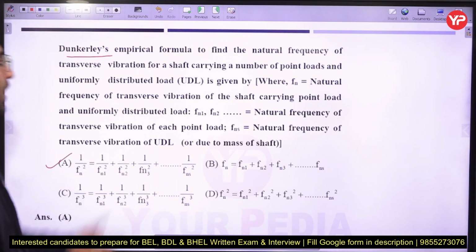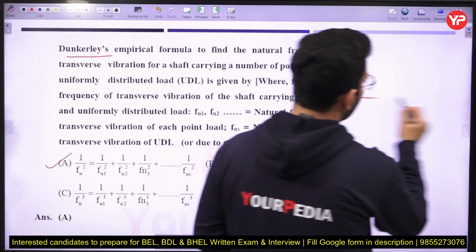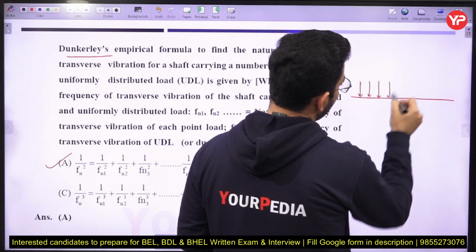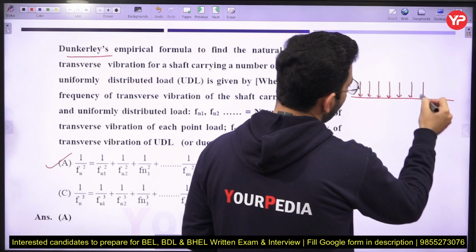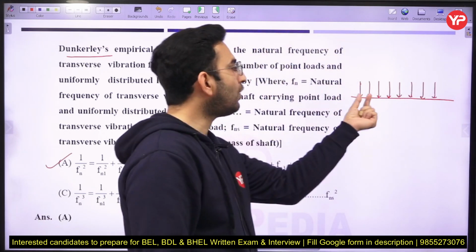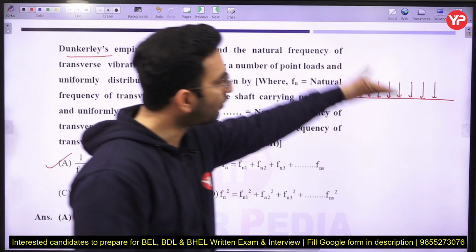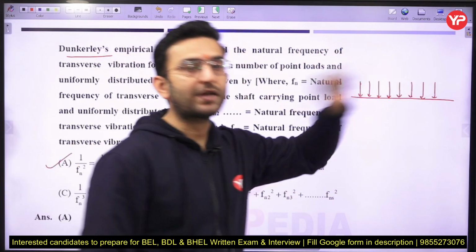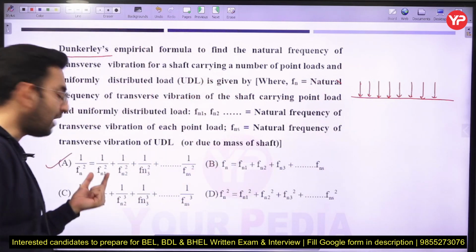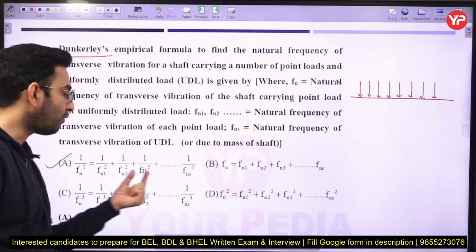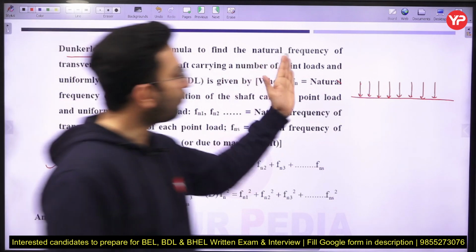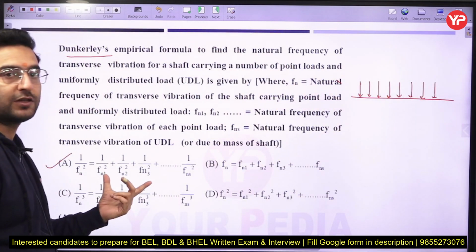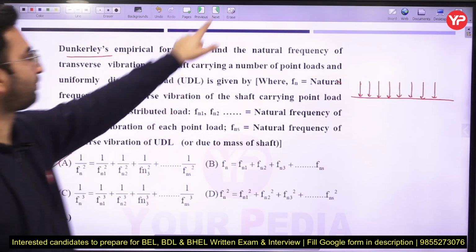Okay, basically it is a case where you are assuming that we have a shaft and it is acted upon by a uniformly distributed load. In that case, due to all these point loads, there will be a certain amount of deflection here, and according to the deflection at each and every point, you can calculate the corresponding values of the natural frequencies here, fn1, fn2, fn3. And if you want to find out the entire natural frequency of the system, you can simply use this particular expression here. Okay, so that is a direct formula based question.